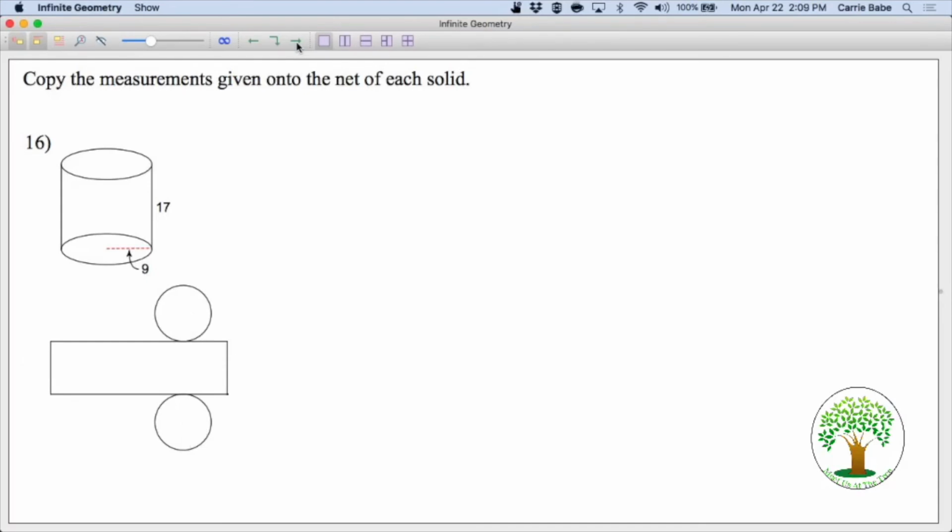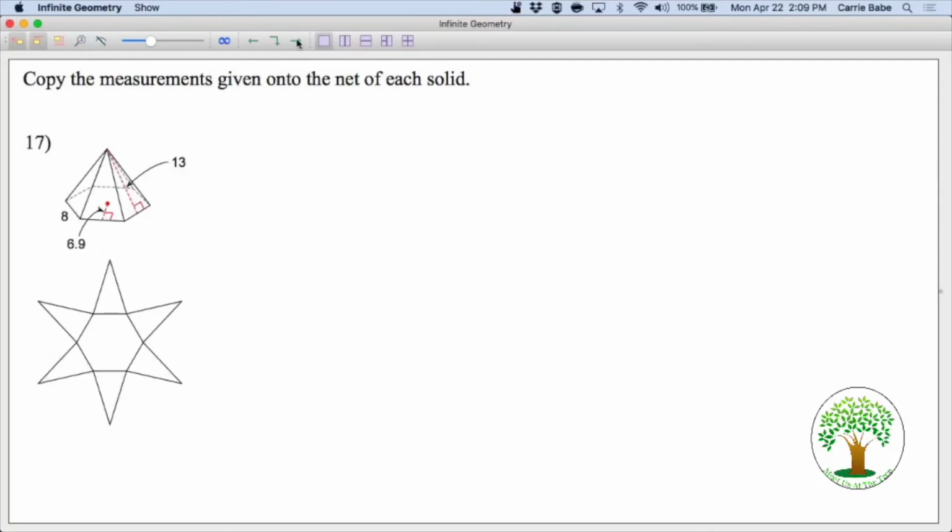The answer key has, it looks like that. So depending on how you put yours on, this is what the answer key looks like. Okay? Yours might be a little different. All right, I'm going to let you do 17 by yourself. We'll do 18 together.